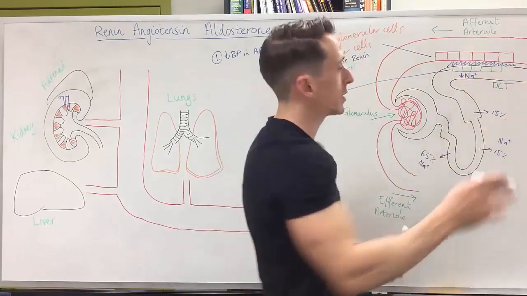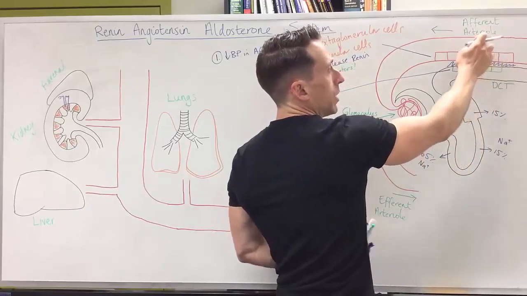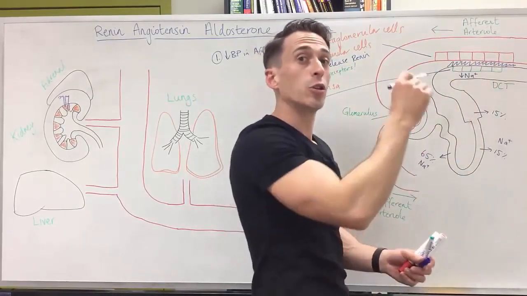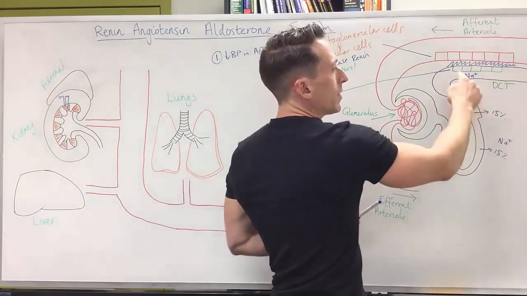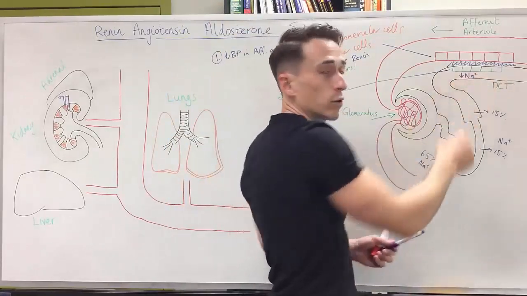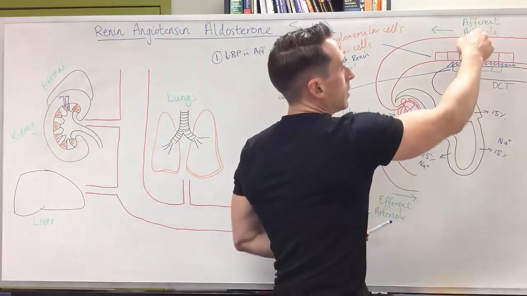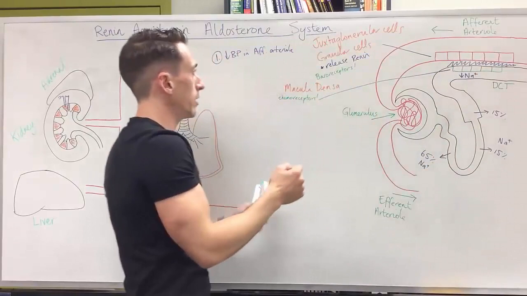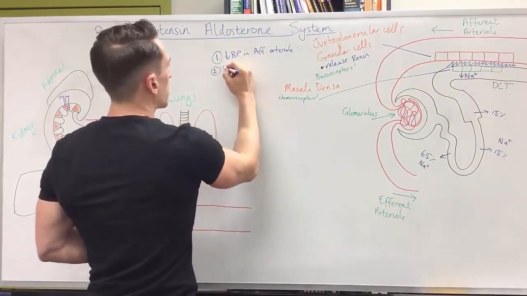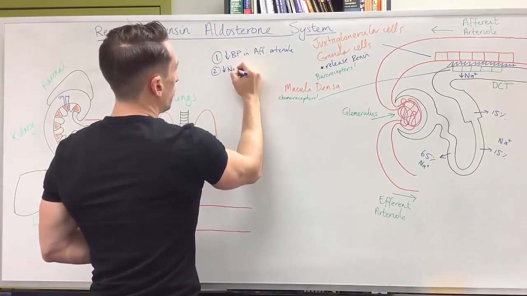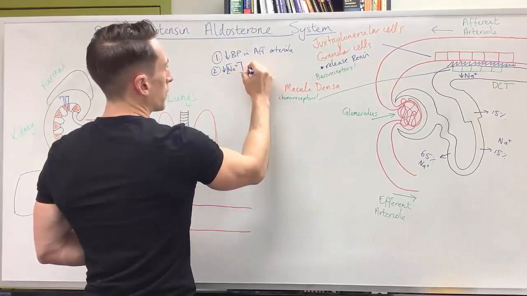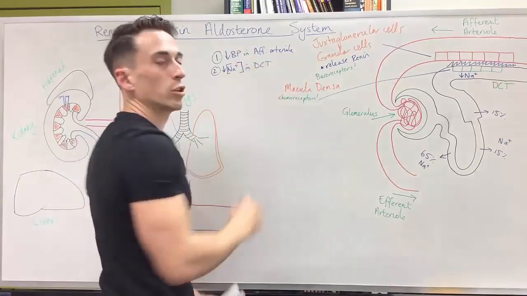And this allows for a conversation to be had from the distal convoluted tubule to the afferent arteriole, specifically the macula densa cells to the granular cells. And therefore, when these macula densa cells pick up a drop in sodium in the distal convoluted tubule, they tell the granular cells to release renin. So what's the second reason why we release renin? A drop in sodium concentration in the distal convoluted tubule.